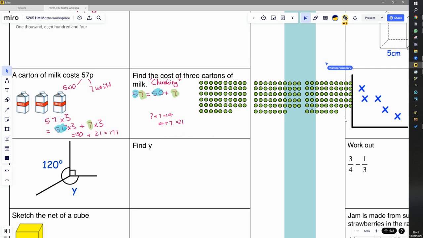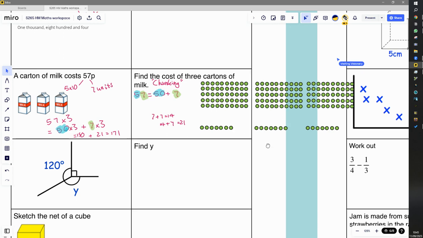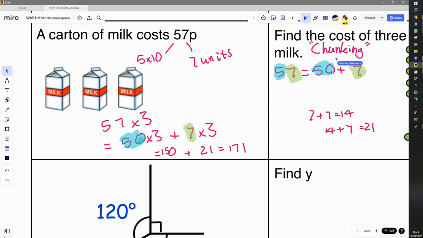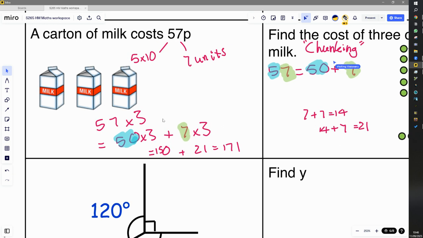Now, in the diagram, we can see that that would be just the same as doing the 50 times the 3 plus the 7 times the 3. And as you can see over here, that's what we've done. We said 57 is the same as 50 plus 7. So what I'm going to do is the 50 times the 3, then the 7 times the 3. So then it's just like, well, how do I do 50 times 3? Well, 50 times 3 is the same as 5 times 3, and then you multiply it by 10, so you add the 0 again. So 5 times 3 is 15, and then you put the 0 back on, gives you 150.